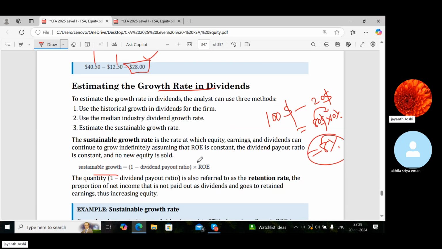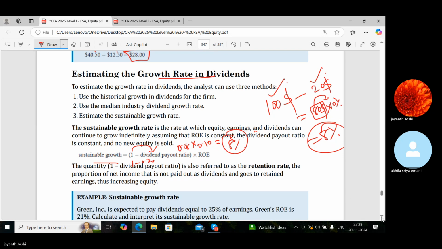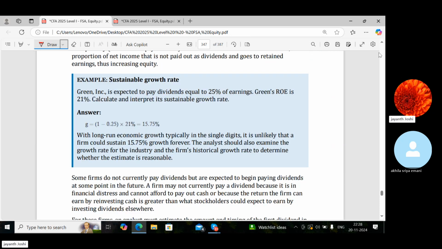So what they are doing, 1 minus dividend payout ratio. See, I told you we are earning a profit of $100, paying a dividend of $20. So 1 minus dividend payout ratio, 1 minus 0.20 is 80%. So I'm taking dollar value to make the thing simple. 0.08, I'm investing it at 10%. So my growth rate is 8%. Okay. So please find out this one.